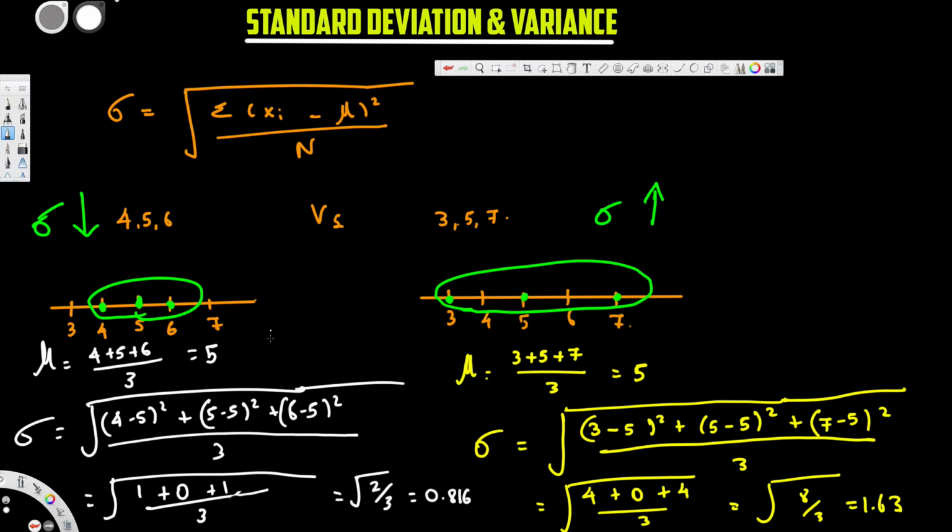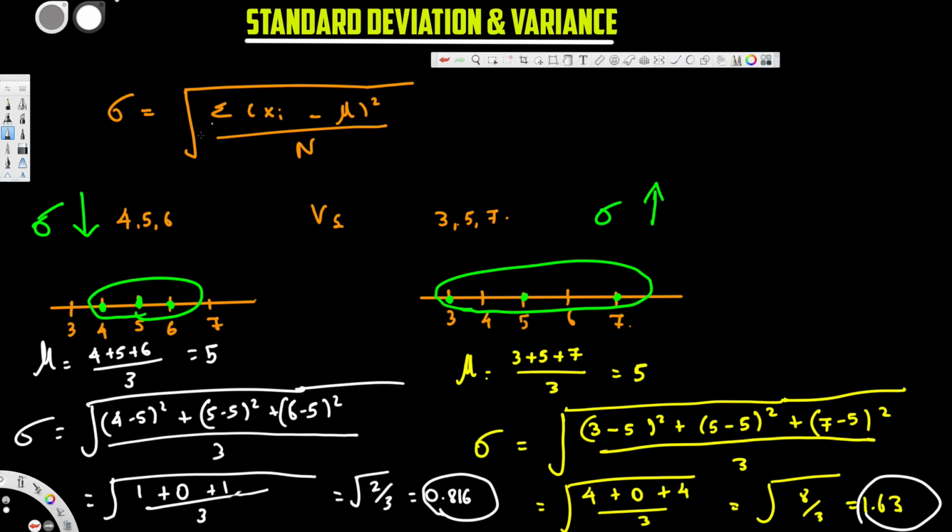So here you can see, as we can compare, the first one is higher than this one because it is spread out more, right? This one is 1.63 and this one is 0.816. So this is how we calculate population standard deviation. Now if you want to calculate sample standard deviation, that's the same approach. Here we have the sample mean, and here we will have n minus 1. So we don't even have to worry about doing that right now.